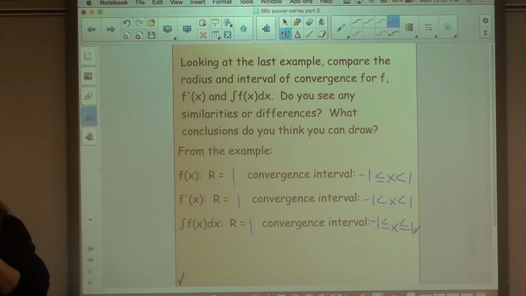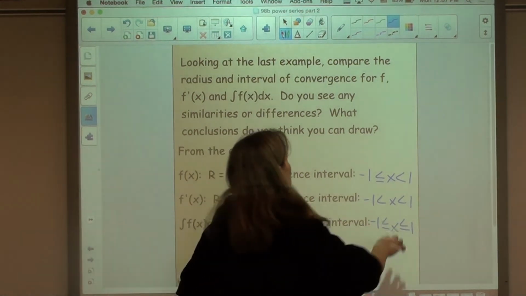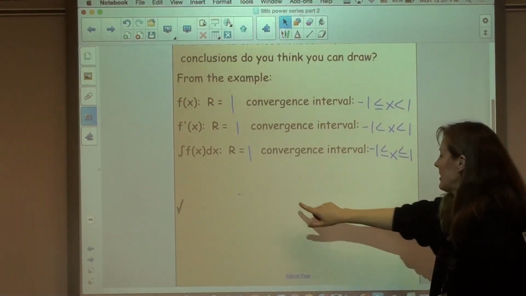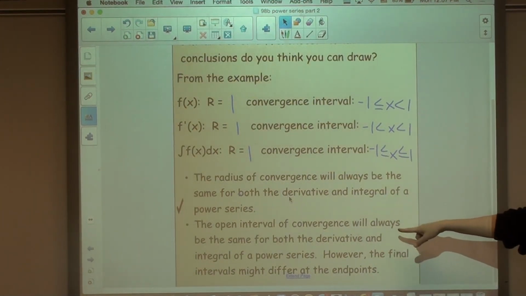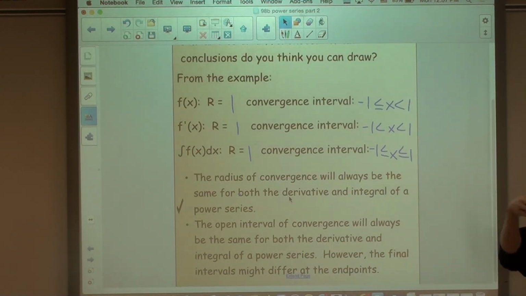Want to make any conjectures about how they relate? What do you think about the radius? They're all the same. Do you think it's always the same for the derivative and the integral? Yeah. What about the interval? Same, but you have to test the endpoints every time, right? Same, but with possibly different endpoint convergence? Very true. So, in summary, the radius is always the same. The interval of convergence will always have the same numbers in it, but the endpoints have to be tested individually for each one.